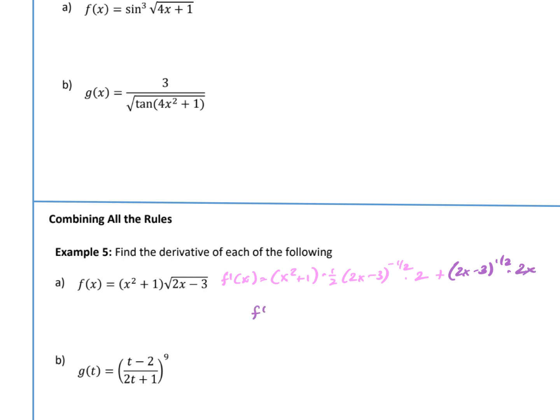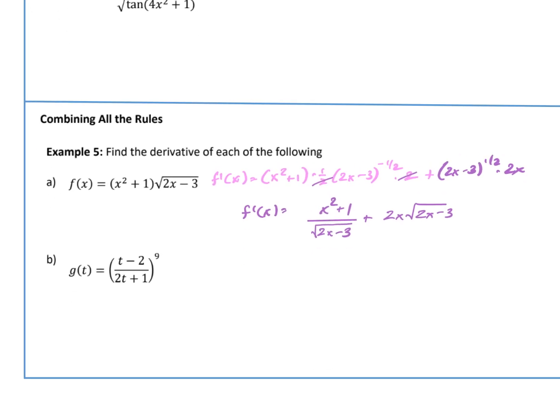So we get f prime. I've got x squared plus 1. So these 2's cancel, and then we get square root of 2x minus 3. And then plus, we get 2x, and then square root of 2x minus 3. Guys, absolutely do not worry about getting a common denominator for this, okay?